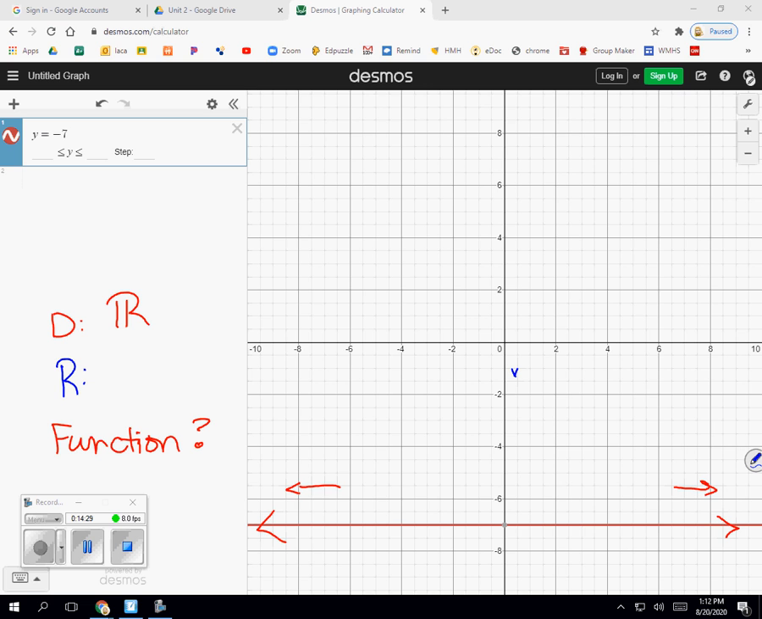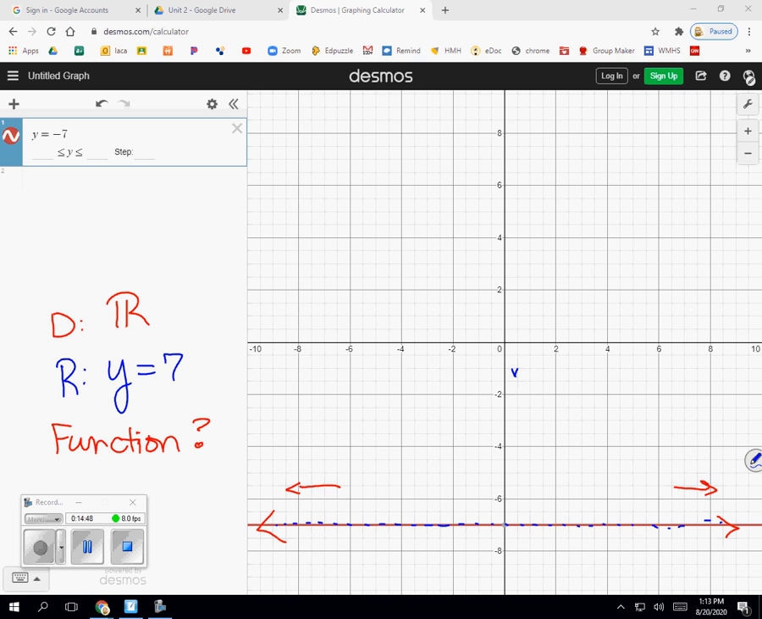Okay, my range, this one's a little bit different also. If you look, all my y values are along this line. And what are all those y values? All those y values are 7. They don't change at all. So in this case, my range is not going to change. It's going to be y is equal to 7.